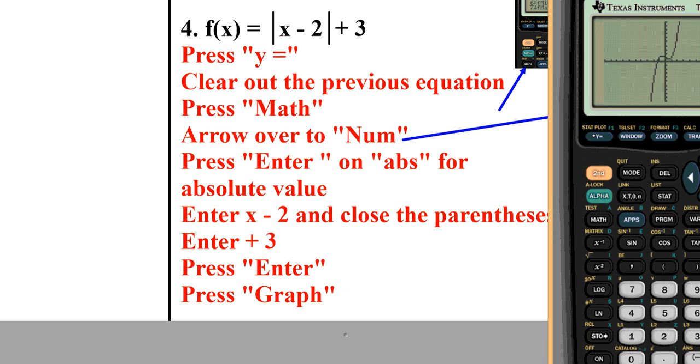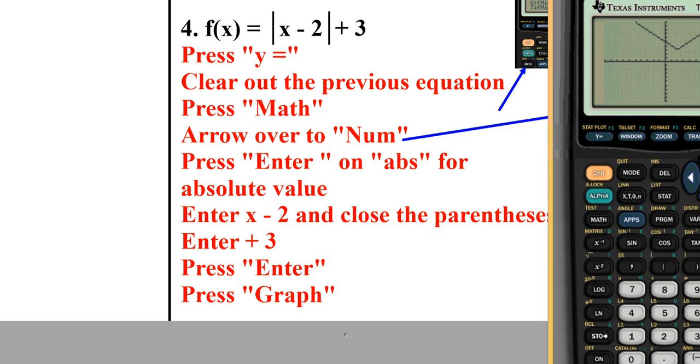So if we go to our y equals screen and clear out what was already there, to get absolute value, we're going to go to math, which is this button right here. And then we're going to arrow over to the number screen. So press the right arrow, and then it's already on absolute value. So you just hit enter. And then we type in x minus 2. Close your parentheses to show that that's where the symbols end. And then plus 3. Then we'll enter and graph.